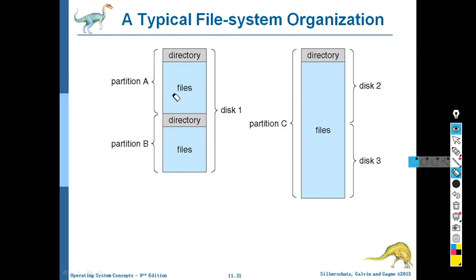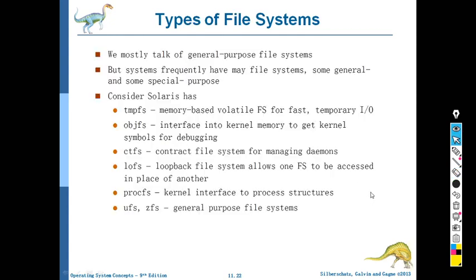This disk can be sliced, we can create two slices here. So you have partition A and partition B. Likewise, you can combine two disks, or the entire disk can logically act like one particular portion or one particular slice. So you may have different types of file system.